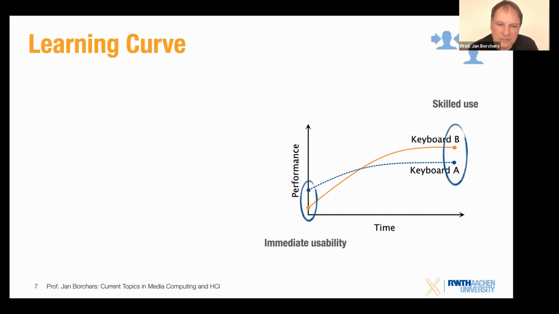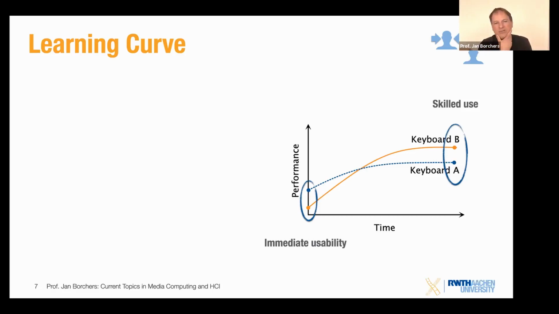Or am I interested in more of a skilled use examination? Do I want to understand how fast people will be once they've had a little bit of time to familiarize themselves with the system? Then you would be using the values on the right, in which case keyboard B seems to be the better idea than keyboard A, right? Whereas if you encounter it for the very first time, keyboard A seems to be the better choice.